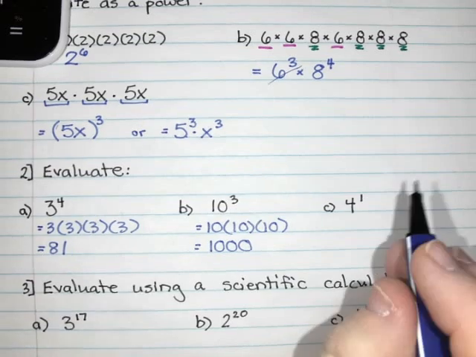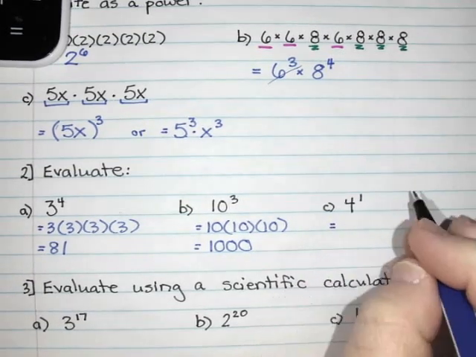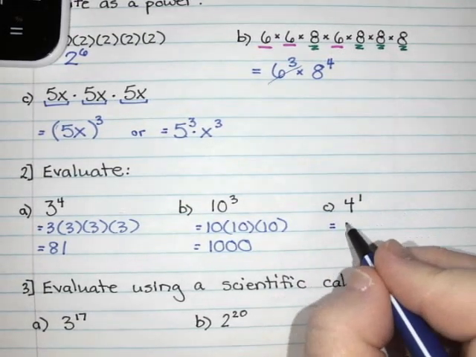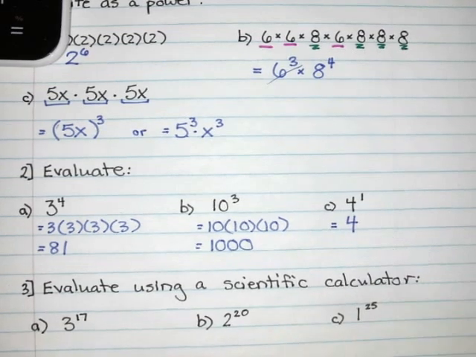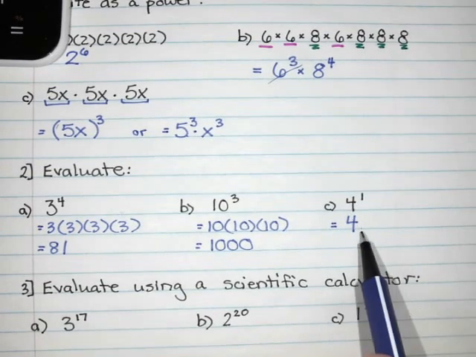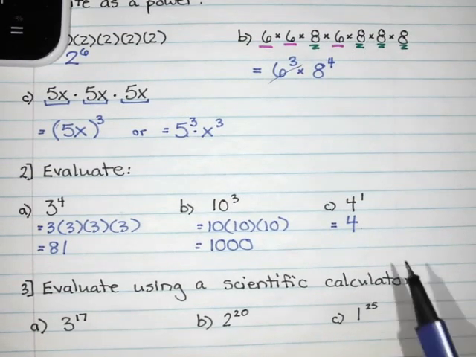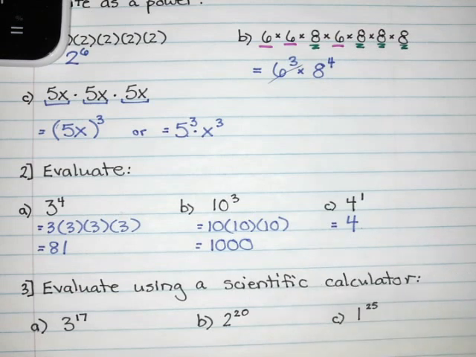Now the last one, 4 to the power of 1. The power of 1 means there's just 1 4, so it just equals 4. That's it. We're not multiplying it by anything. It's just 4.